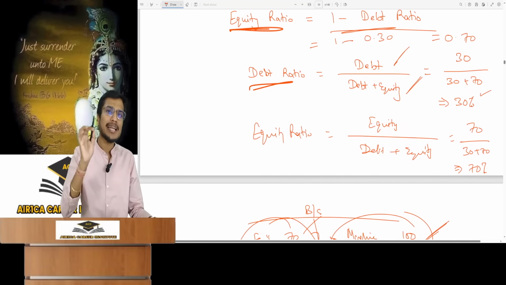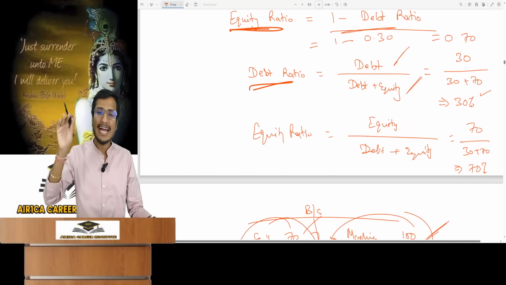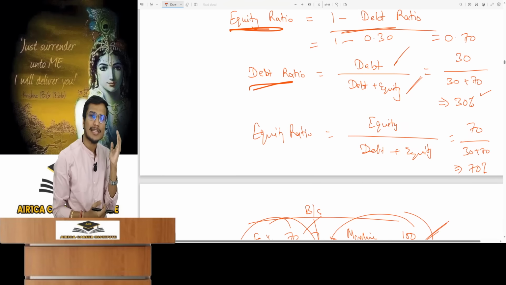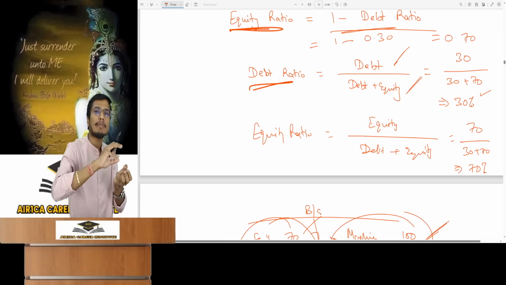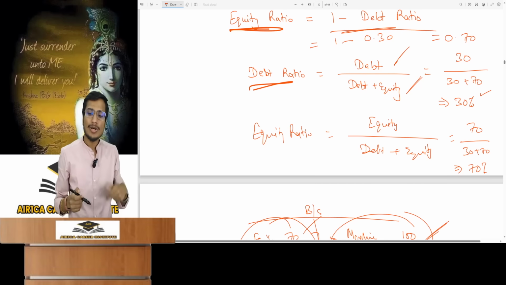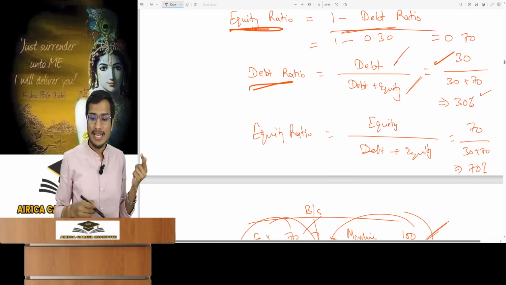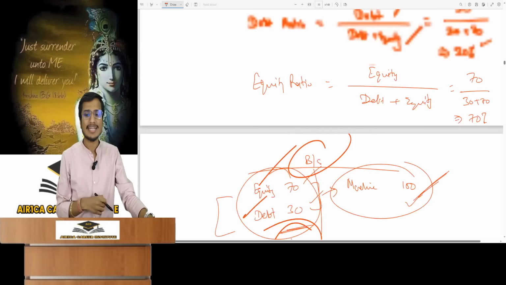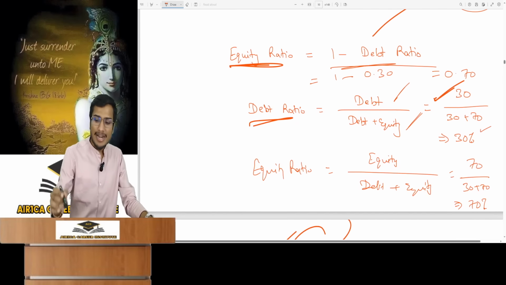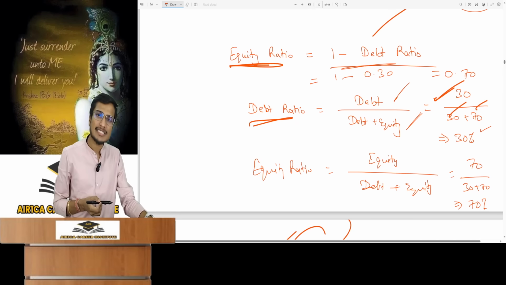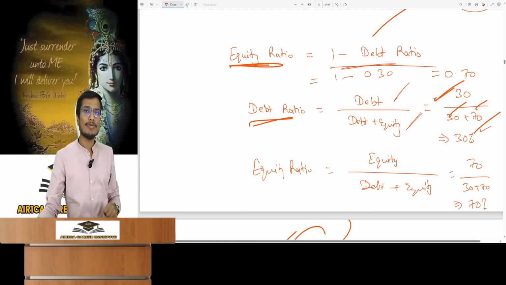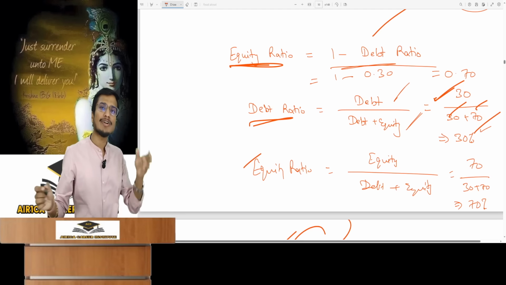What is the debt ratio? I have already given you its formula. Debt divided by debt plus equity. The total capital that a company has raised is from debt and equity. The debt ratio tells you how much of that money has been raised from debt. The company issued 30 rupees in debt. And let's say, for example, like in a balance sheet situation, it raised 70 from equity, 30 from debt, total 100 rupees. So 30 rupees from debt, divided by debt plus equity, 70 plus 30, which is 100. Thus 30% of the total capital has been raised from debt. Equity ratio is equity divided by equity plus debt.